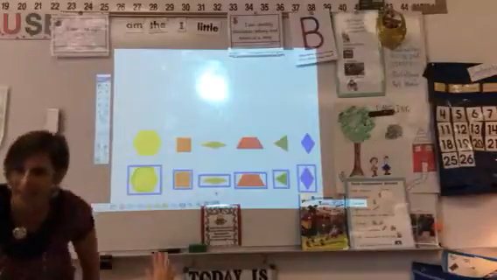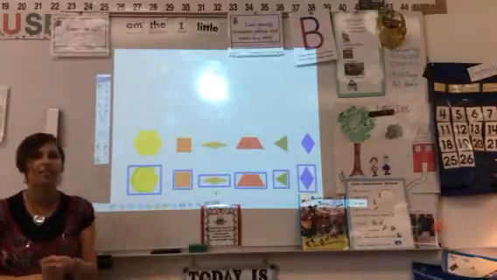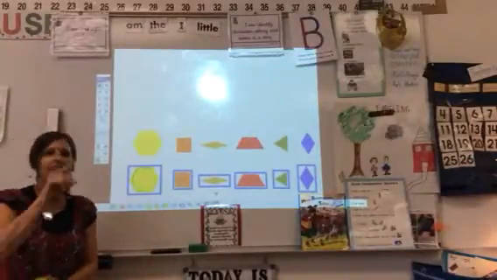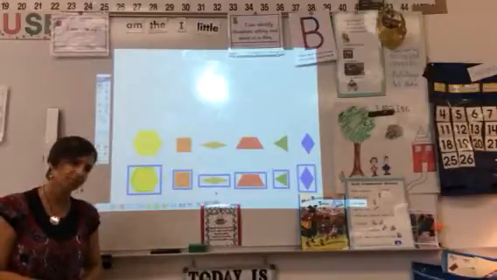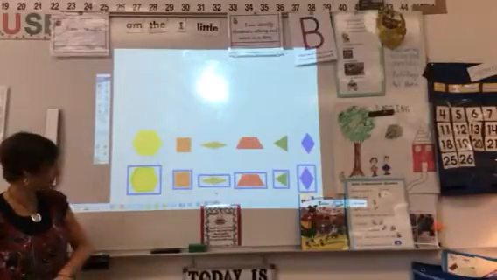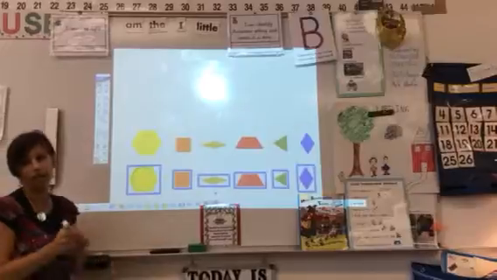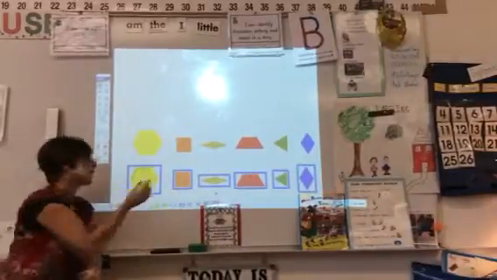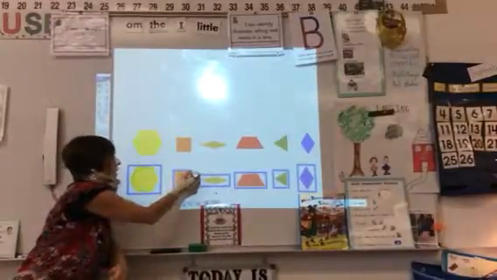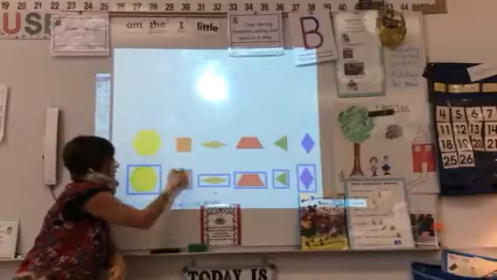Okay, turn back around. Wow, I heard some great math discussions with your turn and talk. Tell me what you and your partner said. A square has 4 sides and 4 corners. Okay, let's count our sides first. The flat lines are our sides. Ready? 1, 2, 3, 4.